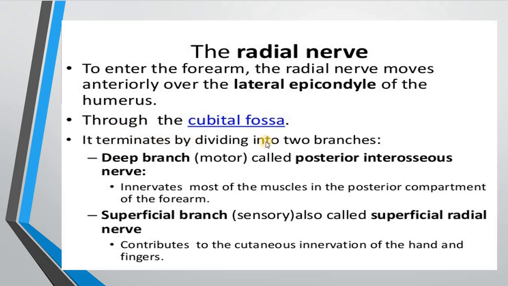It terminates by dividing into two branches. The deep branch is the motor branch, the posterior interosseous nerve, which innervates the muscles of the posterior compartment of the forearm. The superficial branch is also known as the sensory branch of the forearm, also the superficial radial nerve. It contributes the cutaneous innervation of the hand and the fingers.